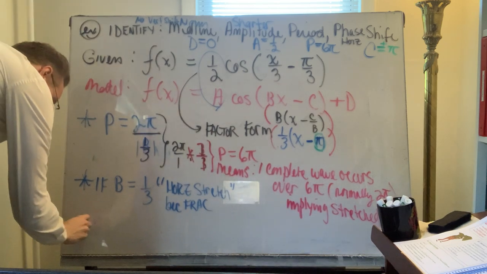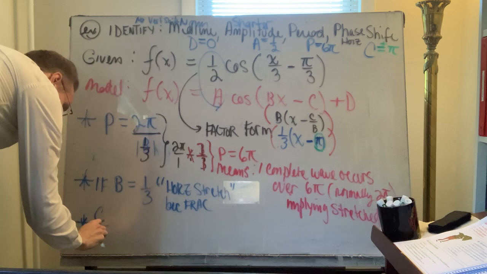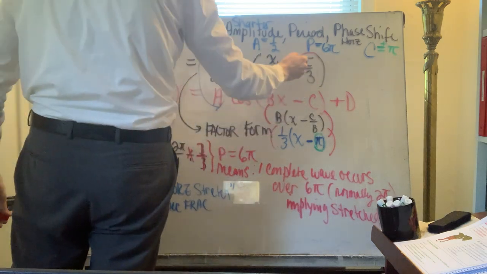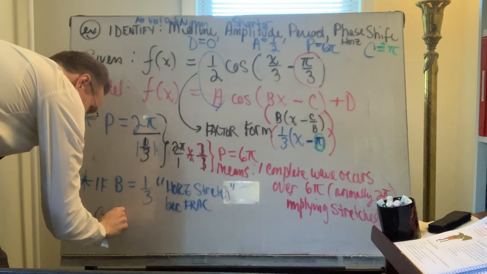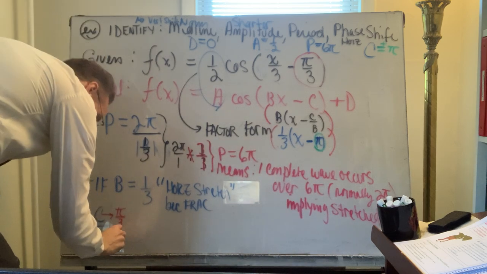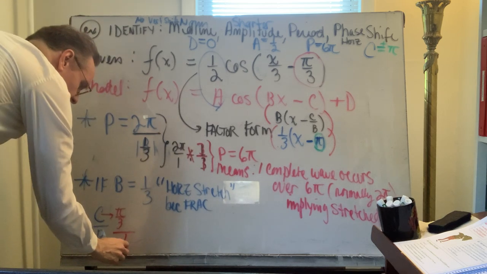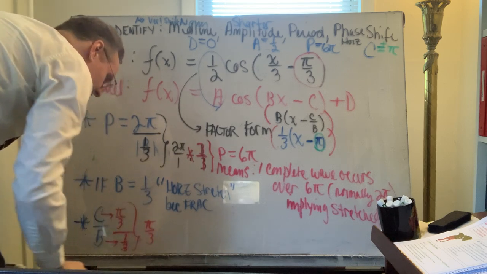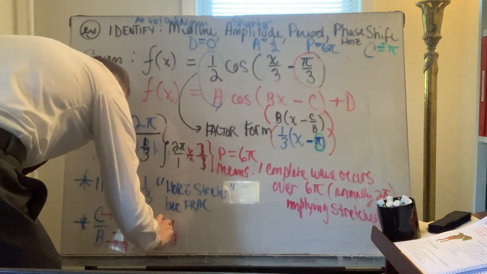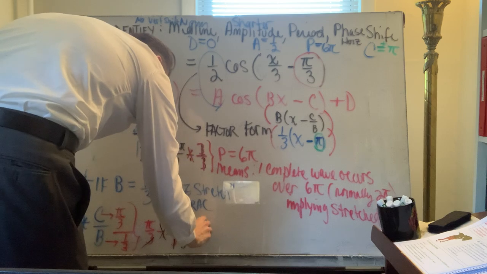In theory, if you had used this formula, C over B, and you had put in what it was originally, which was pi over 3, and what you've concluded for B, 1/3, then you have pi over 3 divided by 1/3, and the effect again is to keep, change, flip. Means that this would become a 3 up here, there would be a cross cancellation, and you'd end up with pi.